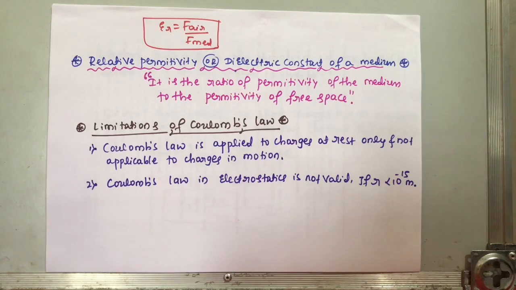Okay, my dear students, in this class we have studied the important concepts: Coulomb's law and its equation and the vector form of Coulomb's law, relative permittivity or dielectric constant, and limitations of Coulomb's law.